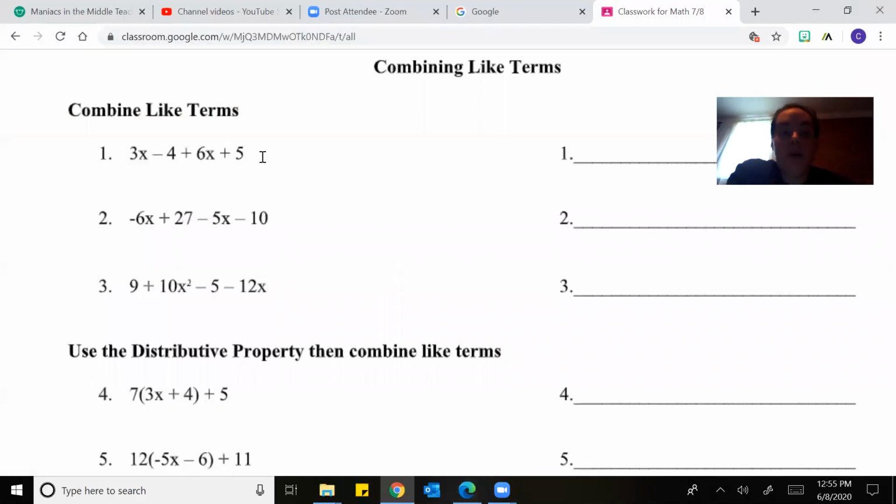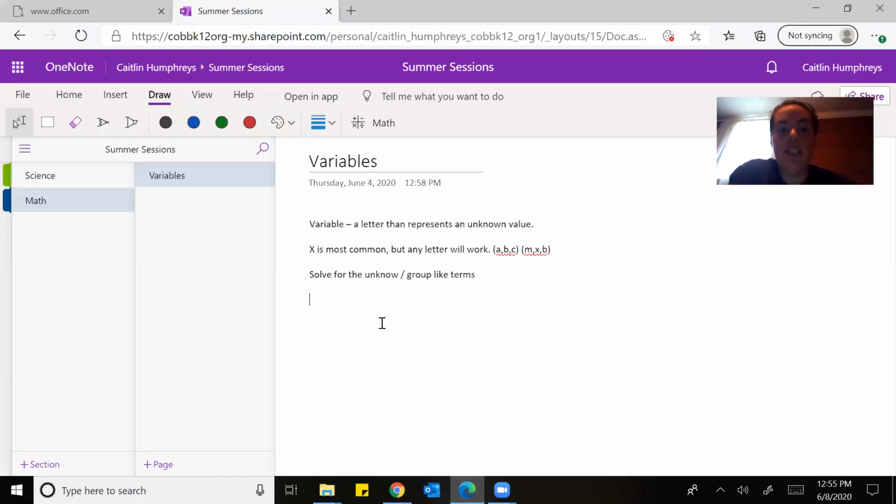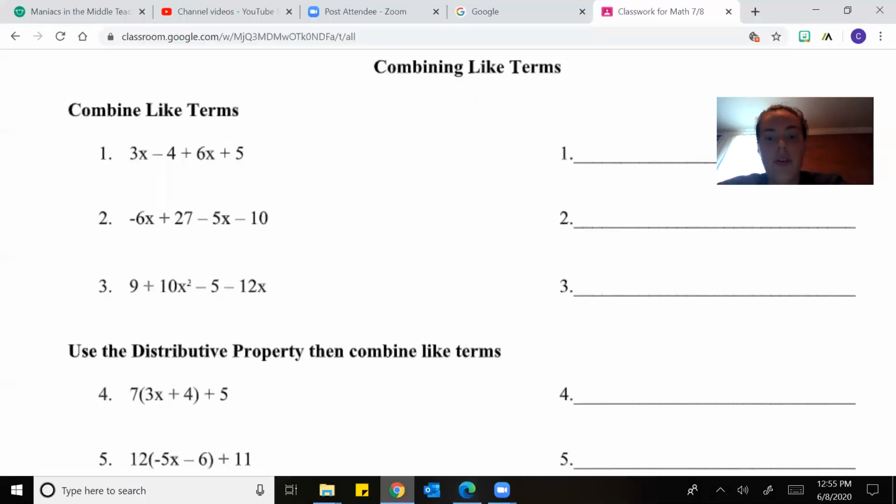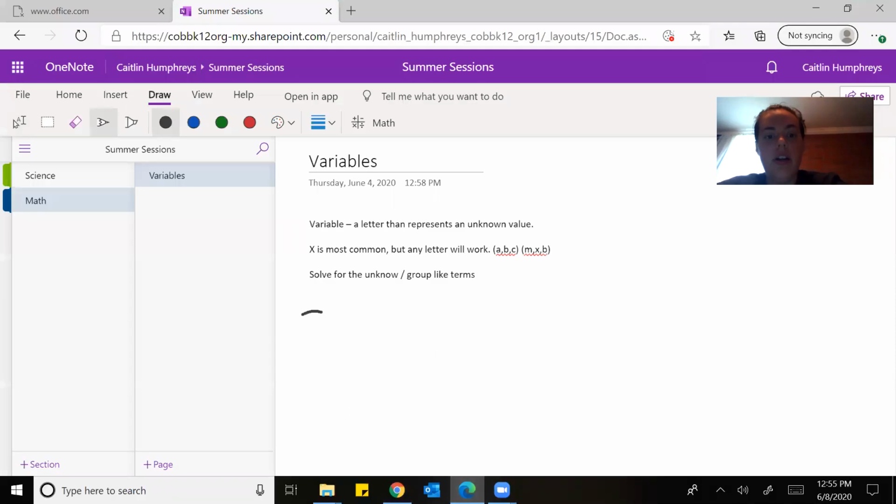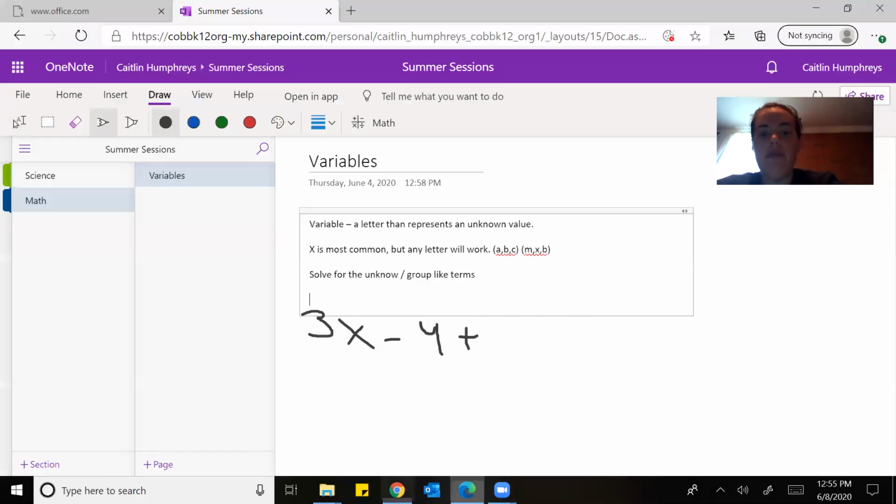So you'll see our first problem that we're going to look at is 3x minus 4 plus 6x plus 5. So if you'll give me 1 second, I am going to write on my screen. And it was 3x minus 4 plus 6x plus 5.